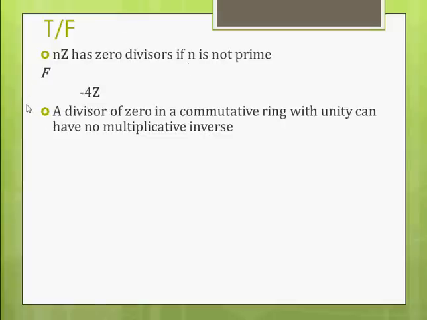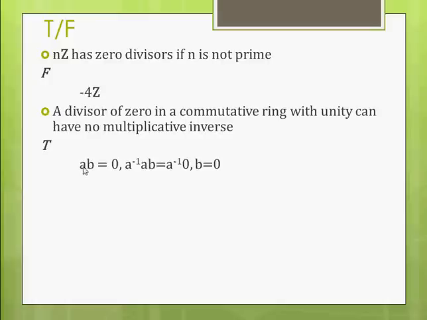Next one, a divisor of 0 in a commutative ring with unity can have no multiplicative inverse. This one takes a little bit of understanding the terms and doing a tiny bit of algebra, but it's not that difficult. First of all, it's true. Now let's look at a little proof. We're showing that a divisor of 0 in a commutative ring with unity can have no multiplicative inverse. So let's take a divisor of 0. Let's say A is a divisor of 0.